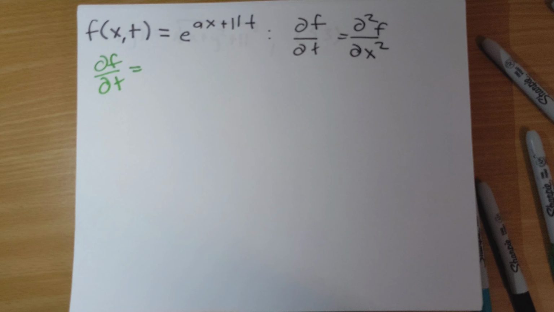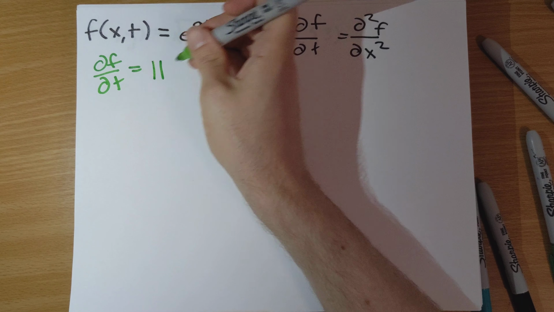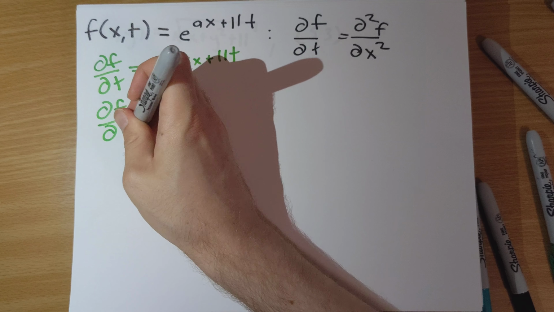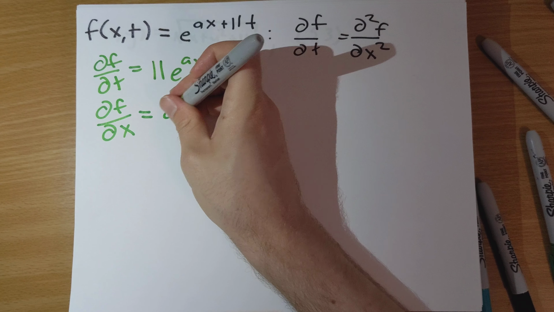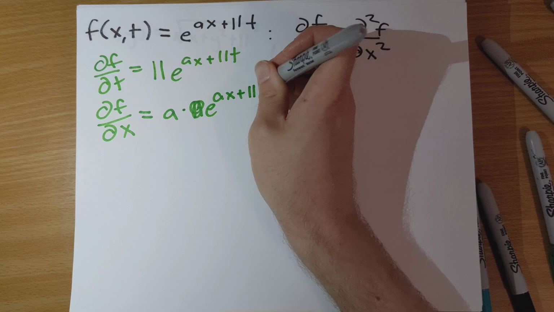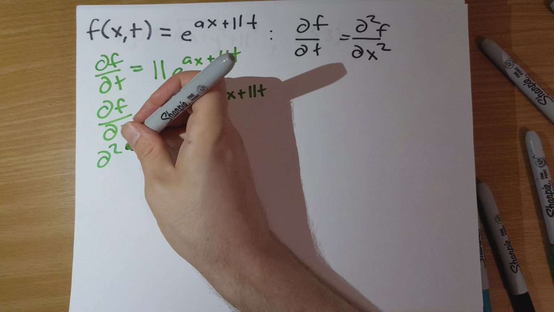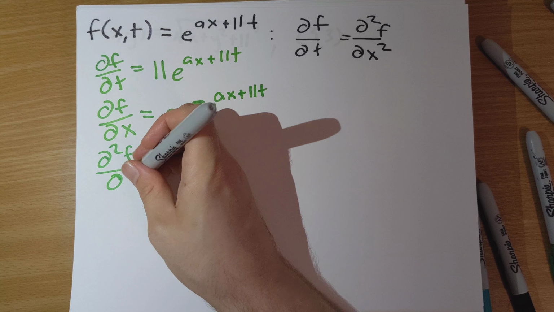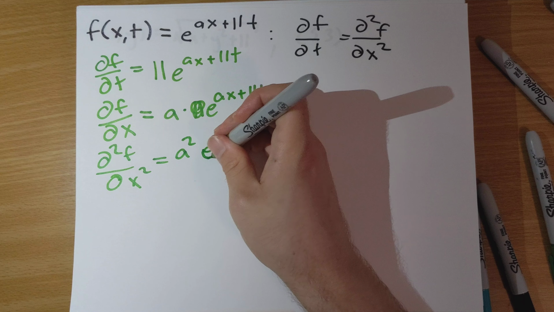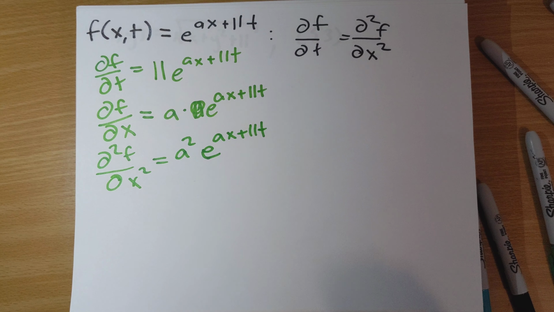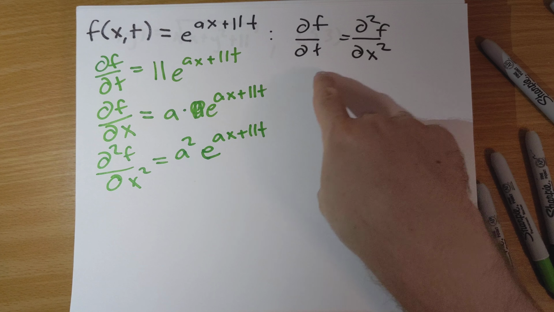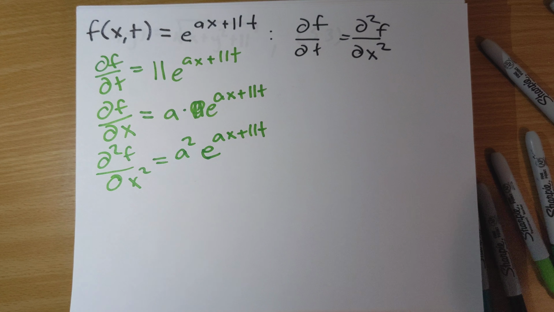Partial f partial t will just be 11 e to the ax plus 11t. The partial derivative of f with respect to x will spit out a factor of a times e to the ax plus 11t. And when we find the second partial derivative of this with respect to x, this just spits out a second factor of a, a squared times e to the ax plus 11t. So now what do we do? We go ahead and plug this into the equation here.